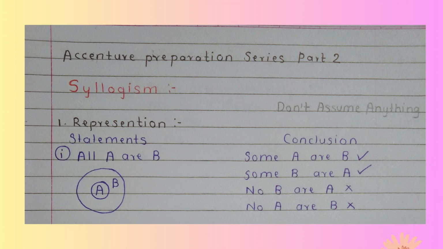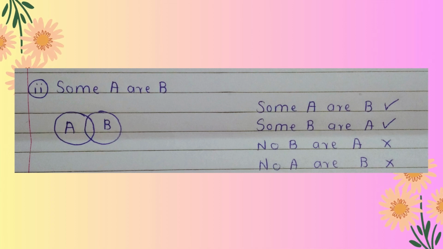Then let's understand the second statement, some A are B. So how can we represent some? Some part we can represent in this way. Some part of the A circle is in the B circle and some part of the B circle is in the A circle. So we can represent some A are B as the A and B circles overlapping, which is given here.